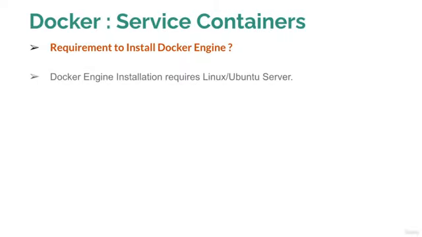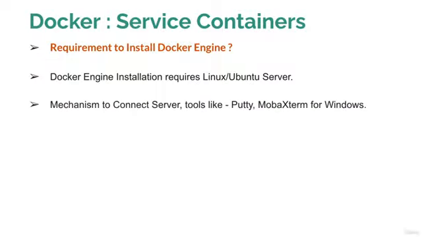The very first requirement is that Docker Engine installation only requires Linux or Ubuntu based servers. You cannot install the Docker Engine on a Windows machine. No. Docker Engine natively supports only Linux and Ubuntu servers, and it is a library. So you need to install the Docker Engine library on the Linux or Ubuntu servers.